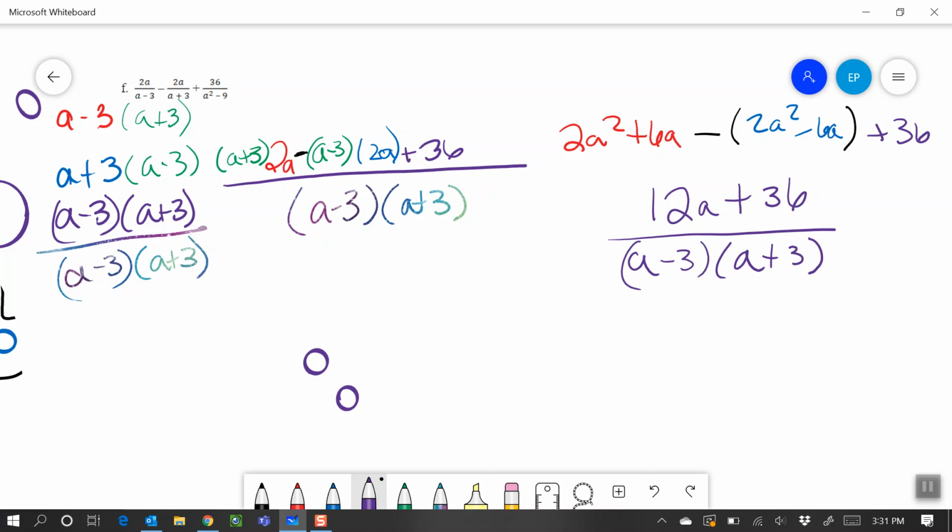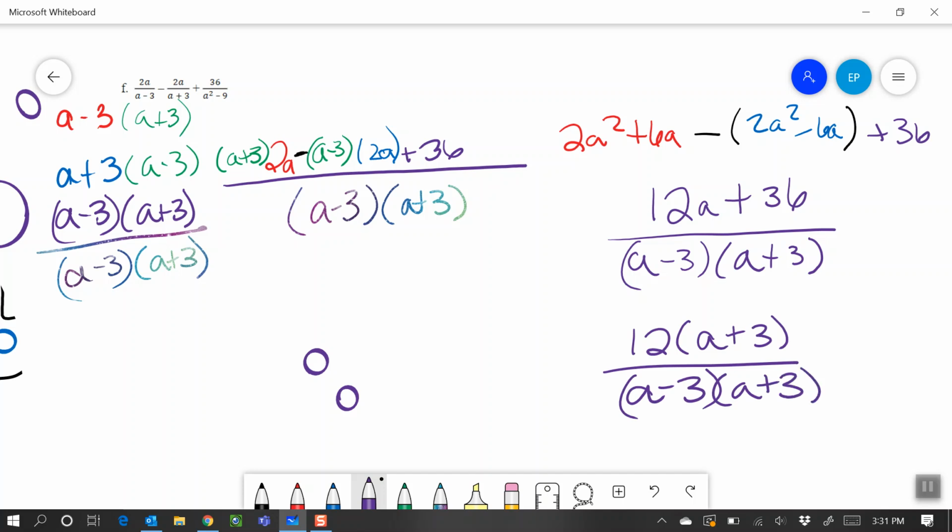On the top, I can factor out a 12. So I factor out a 12, I get a plus 3 over a minus 3 times a plus 3. And so cancel out the a plus 3's. My final answer is going to be 12 divided by a minus 3.